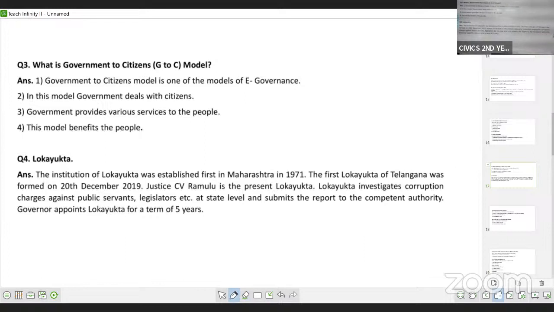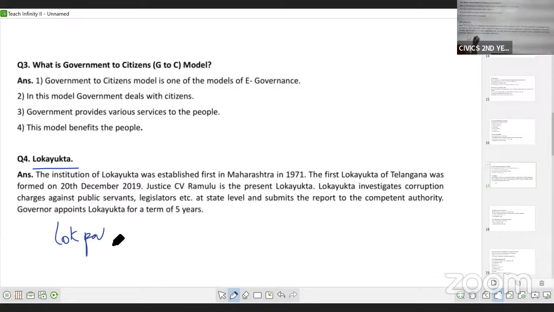Next is Lok Ayukt. Now, the institution of Lok Ayukt. What does the Lok Ayukt do? First thing, before going into detail, what does the Lok Ayukt do? It will investigate the allegations on the public servants or the legislators at the state level. See, we have two questions here.